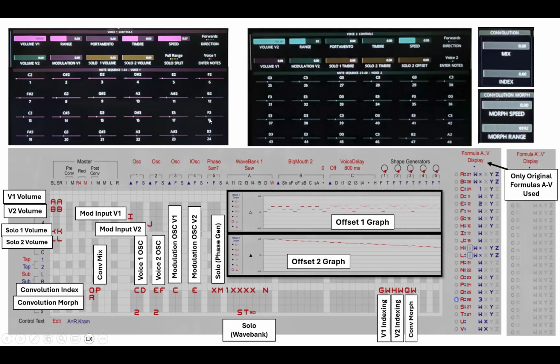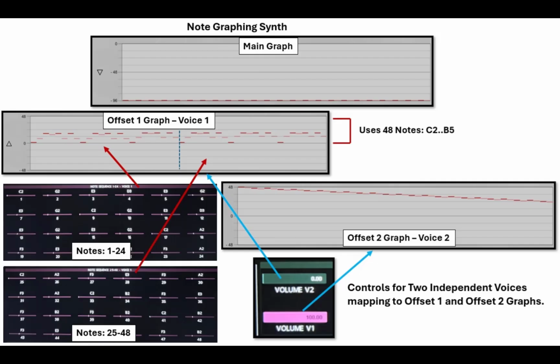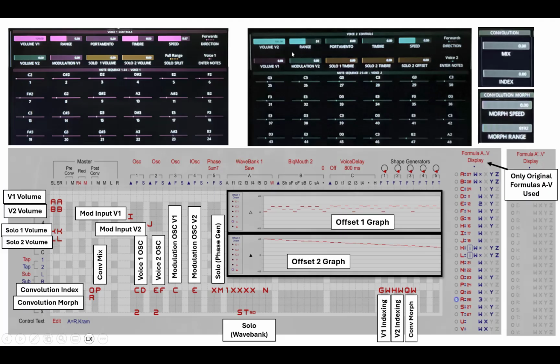And on the Electra One interface, because I can only have 36 controls on a page, I split it so that there are main controls for a voice on each page, voice 1 and voice 2. Voice 1 manipulates offset graph 1, voice 2 manipulates offset graph 2, and the first 24 notes are on the first page, the second 24 notes are on the second page. Then there's a control to switch between the two voices, and there are other controls we'll talk about. That's the main idea behind this preset.